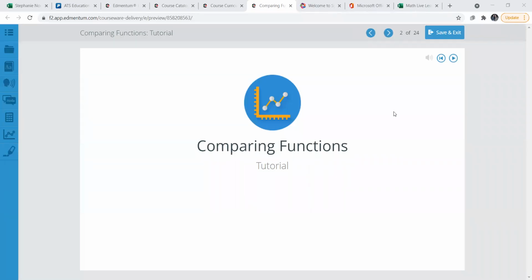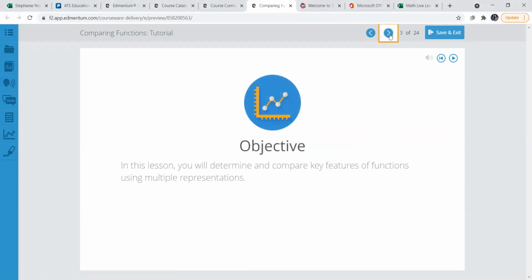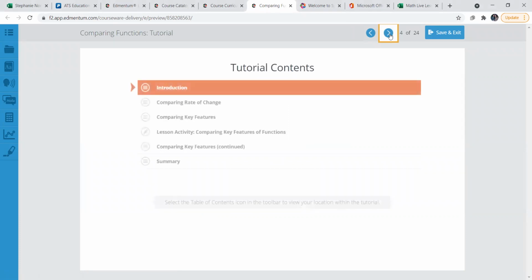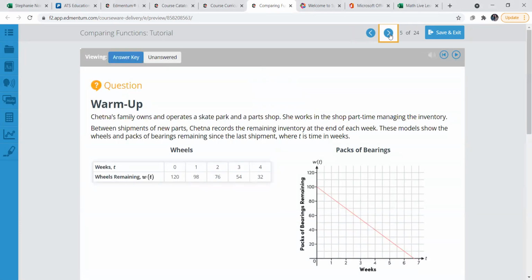Okay, we have comparing functions. So let's review what we do when we compare functions. Okay, so let's get into this.